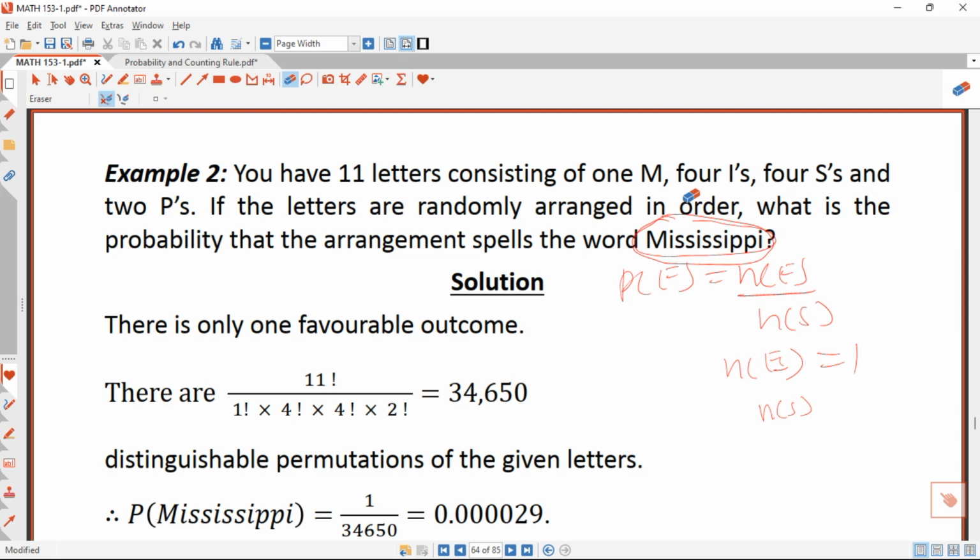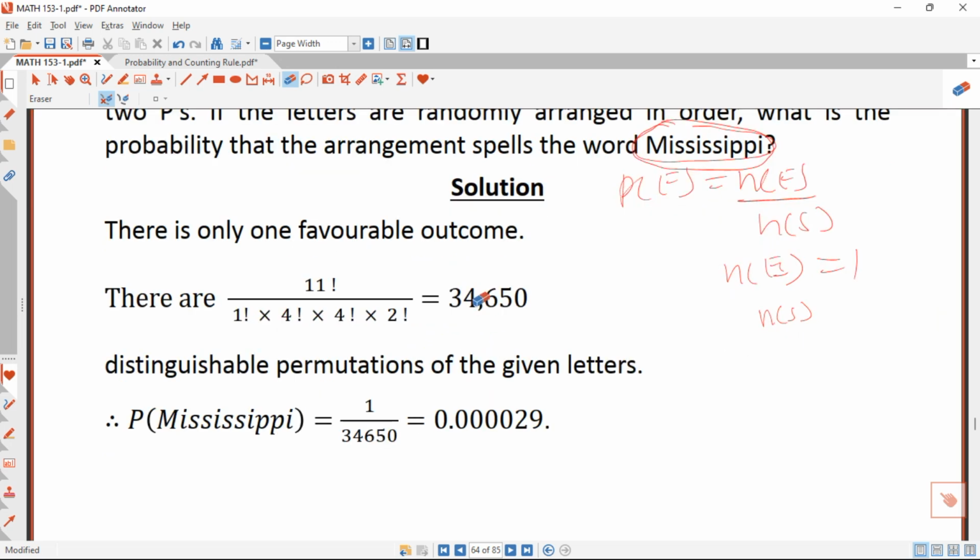distinguishable permutation. So under the permutation rule, we are going to have this one. We have already solved this question, so I'm not going to waste a lot of time here, right? We are going to just have 11 factorial divided by 1 factorial times 4 factorial times 4 factorial times 2 factorial, of which you are going to get 34,650. Yes, so here we are getting the probability for Mississippi to be equal to 1 divided by 34,650, of which you are going to get 0.000029, right, to be our probability.